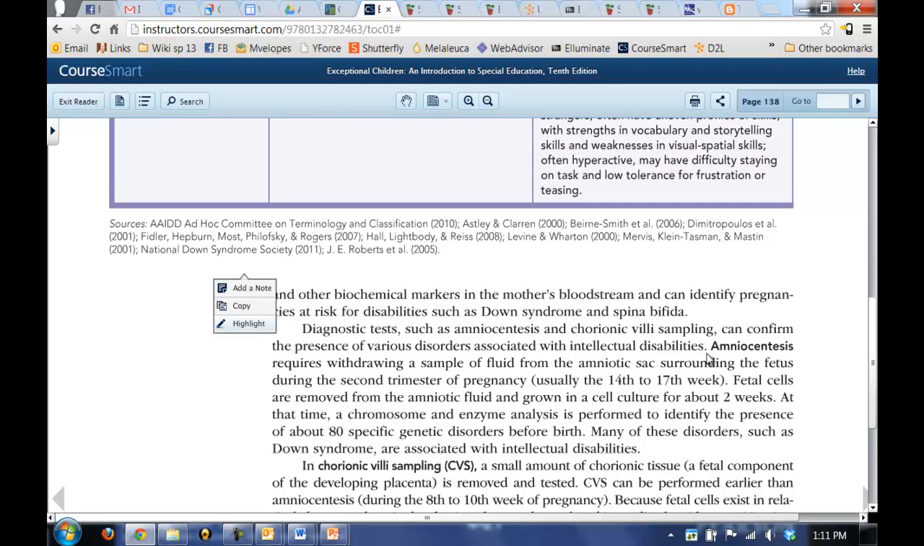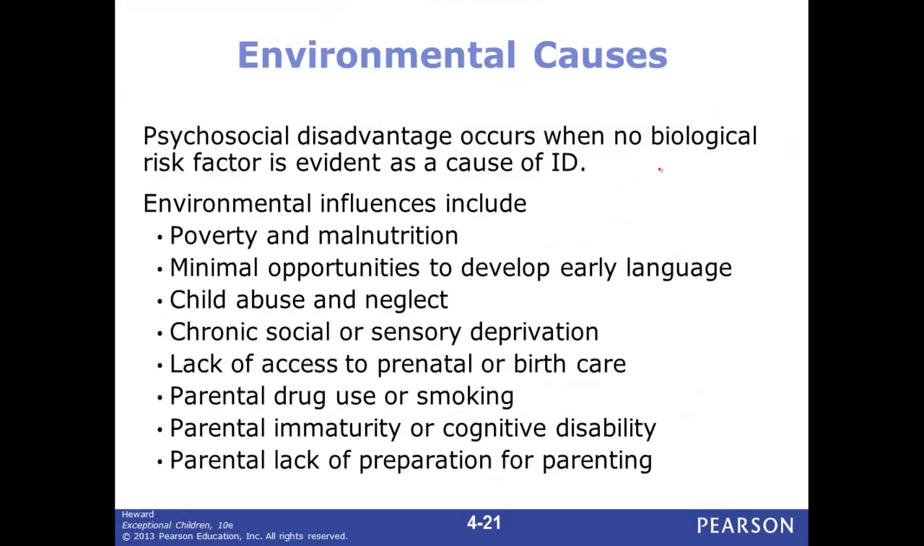Let me go back here. I'm going to ask you to do this for number 8, is bring one line in about poverty and malnutrition, one about minimal opportunity to develop early language, child abuse and neglect, chronic social and sensory deprivation, lack of access to prenatal or child care, perinatal drug use or smoking, perinatal immaturity, cognitive disability, and then perinatal lack of preparation for parenting. And so you have this too. This is number 8, and you have 1, 2, 3, 4, 5, 6, 7, 8, 9 things here to bring in, just a one-liner describing each of those and their effect from the textbook.